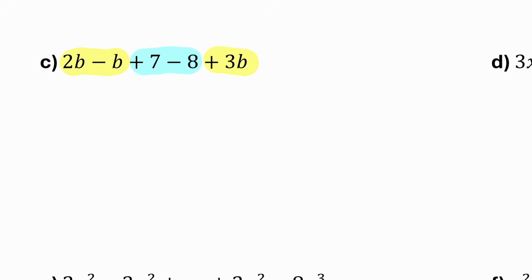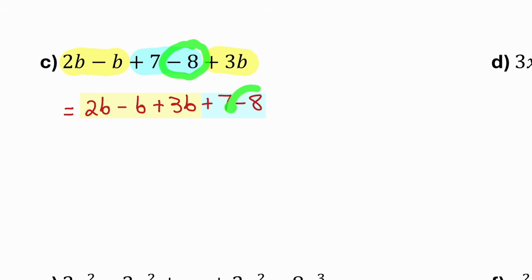And now let me rewrite this expression with the like terms beside each other. When I rearranged this, notice for each of the terms, like for example this 8, the sign to the left of it, so that negative sign stays with that 8. We think of it as a negative 8. Whatever sign is to the left of a term stays with it when we rearrange it.